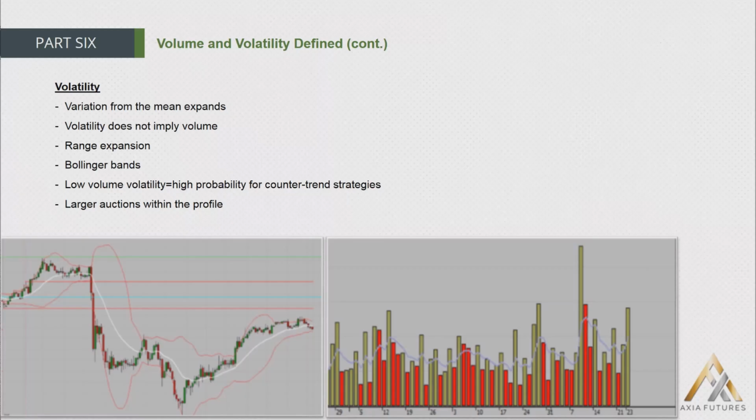More importantly, that's something we want to highlight on the chart, because when new business enters the market, they tend to leave key pivot points. So note, low volume volatility equals high probability for counter trend strategy. Like I said to you, volatility on its own is not good enough. When we have volatility and low volume, we do tend to revisit those initial starting prices.